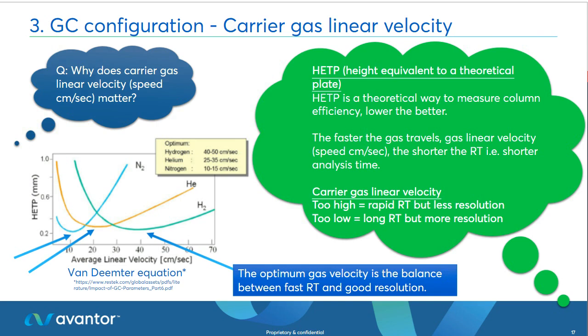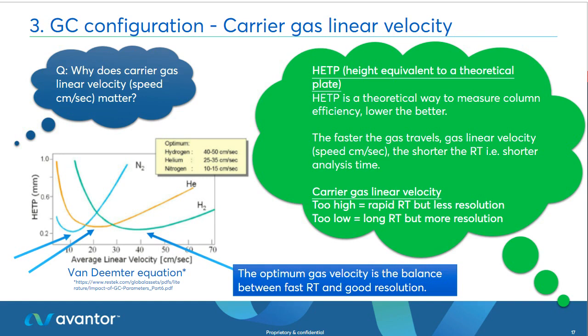This is measured as a HETP value, a theoretical way to measure column efficiency. The lower this value, the better. The faster the gas travels, the shorter the retention time. But we don't want it too fast, because then we lose column efficiency and good chromatography, and we start to see band broadening, and that's what we don't want.